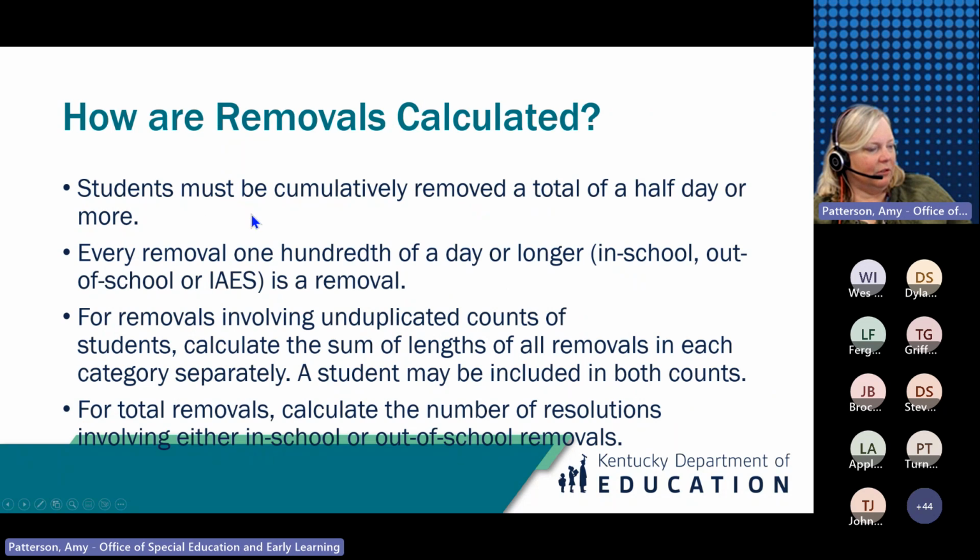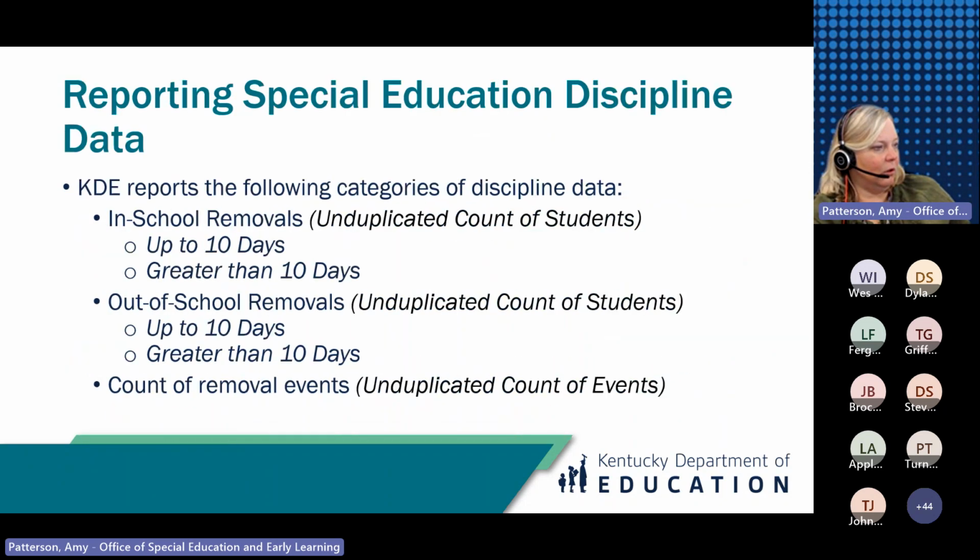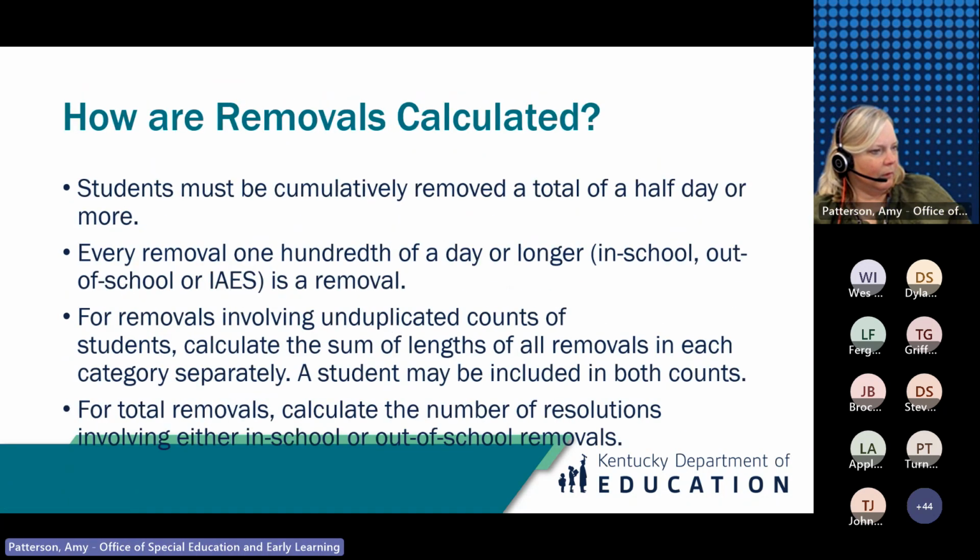So removals are calculated. For the in-school and out-of-school, well, for all kids, they have to be cumulatively removed a total of a half day or more. So if it's a half day, they are included. Every removal that is a 1/10 of a day or longer is going to be included. For the unduplicated counts of students, so for any of these first 4, in-school removals up to 10 days or greater, out of school up to 10 days or greater, we're just literally going to take the sum of the lengths.